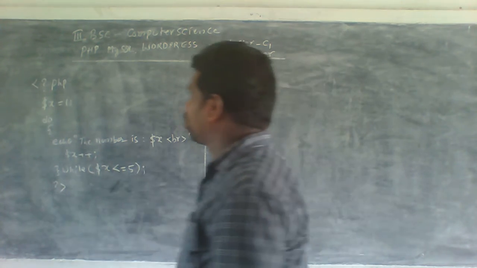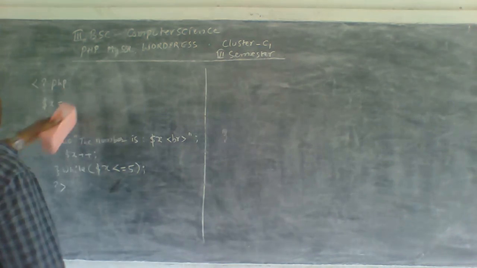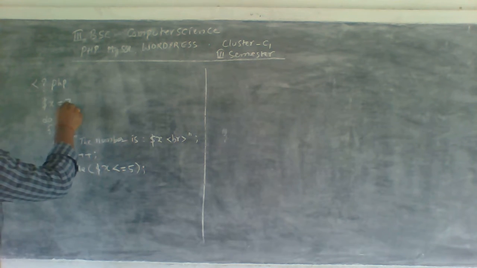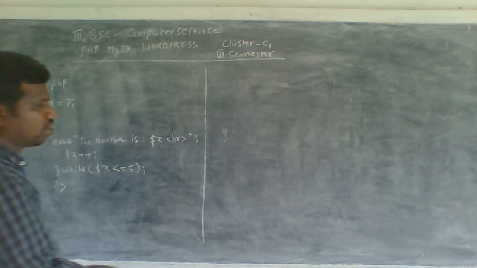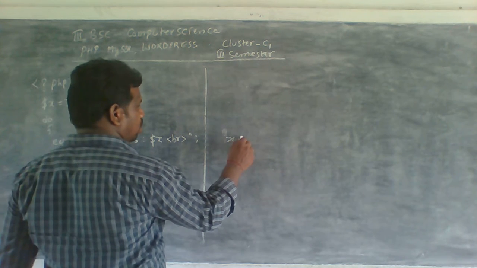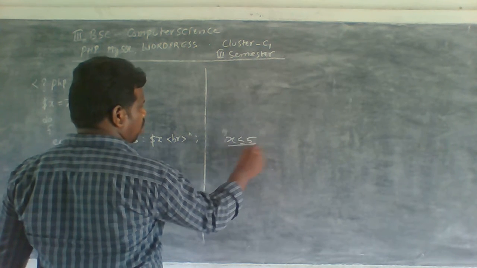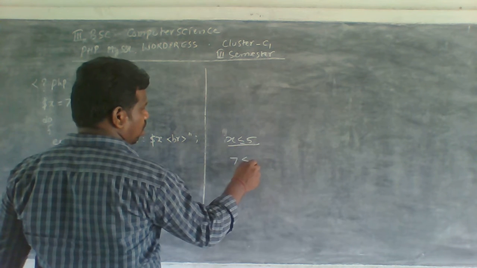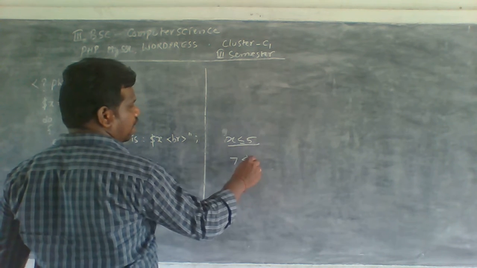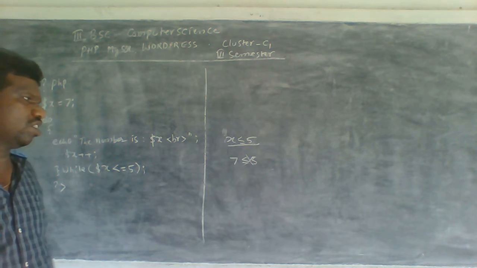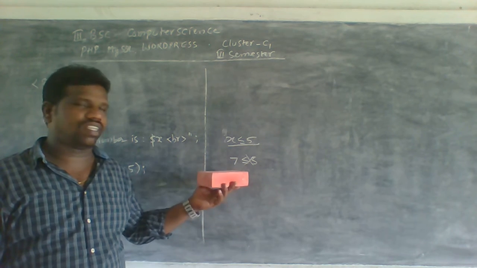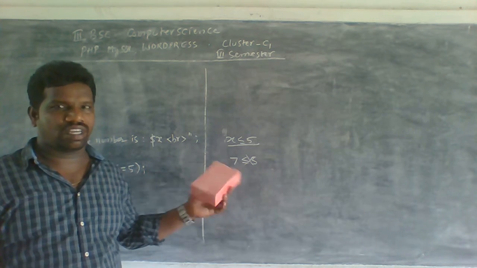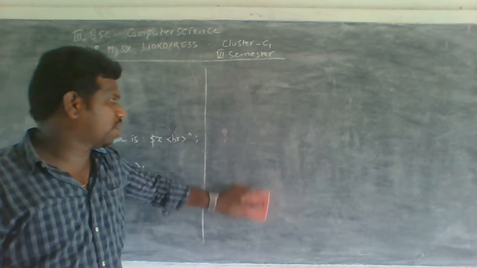So in this scenario, I'm going to declare the value x is equal to 7 here. Okay, x equal to 7 here. So we can check the condition x equal to 7. That means x less than or equal to 5, but x equal to 7. Automatically the condition will be false here. Okay, we have to see what is the output of the program here.